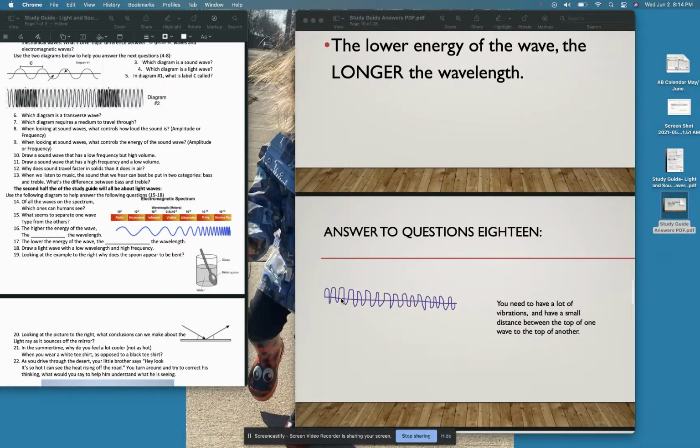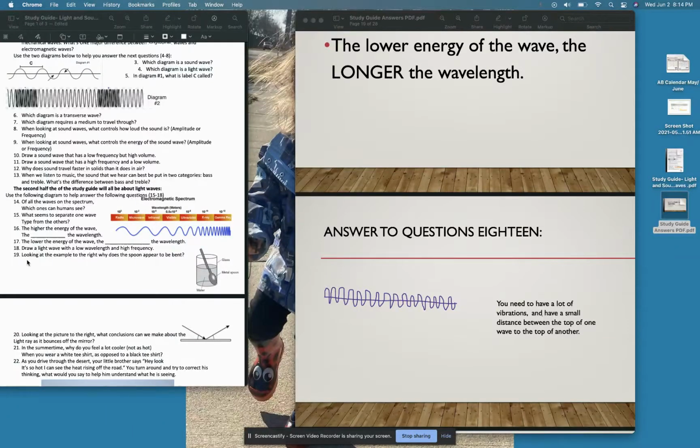So with a high frequency, I tried to do my best with this drawing here, but I tried to show a lot of vibrations and that the distance between each wave is small, which means it has a low wavelength. High frequency, lots of vibrations, low wavelength, very short distance between the two.